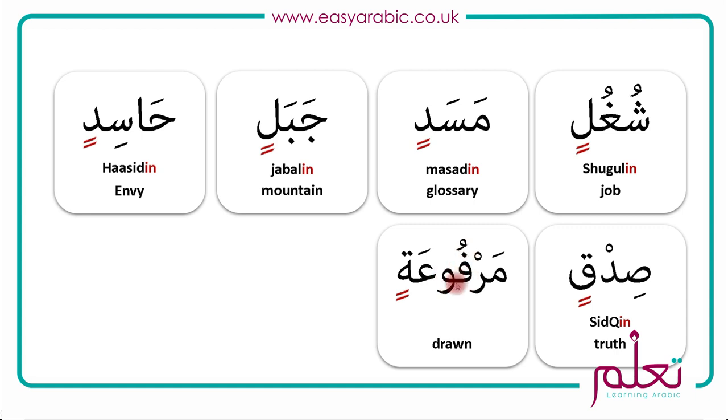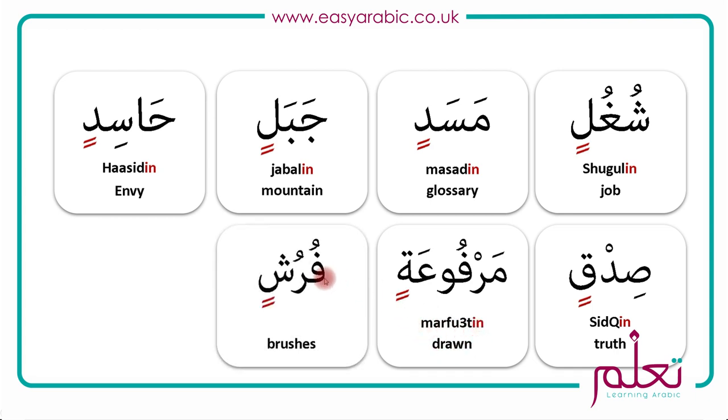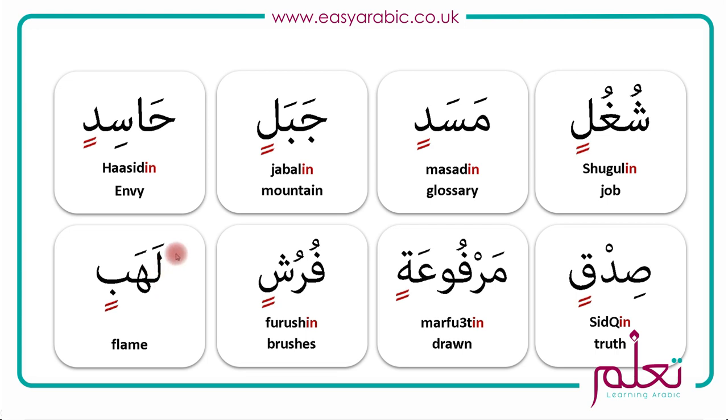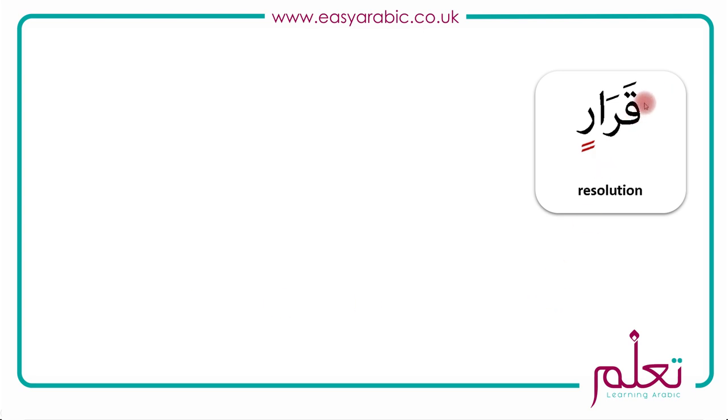So we extend the dhamma. Ain with the fatha is marfu'a, and the ta marbuta with the kasratain is marfu'atin. Okay, drawn. Next one, we have the fa with the dhamma is fu, ra with the dhamma is ru, furu, and shin with the kasratain is furushin. Next one, we have lam with the fatha, ha with the fatha, laha, and ba with the kasratain, lahabin, lahabin. Next one is qaf with the fatha is qa, ra with the fatha and the alif with the long vowel, qara, and the ra with the kasratain is qararin.